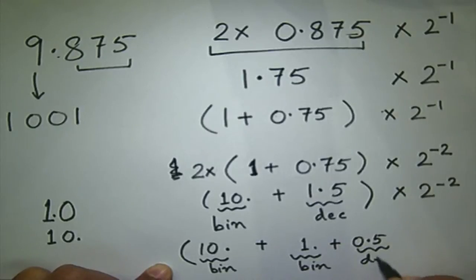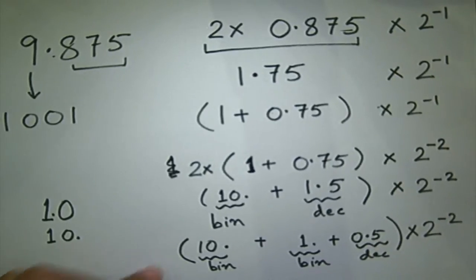And this is still in decimal. So I'm keeping the fractional part always in decimal. Into 2 raised to minus 2. Is that clear? So now what is this 10 point in binary plus 1 point in binary? So there is a system of doing binary addition where you can add two binary numbers and figure out what the result is in binary.